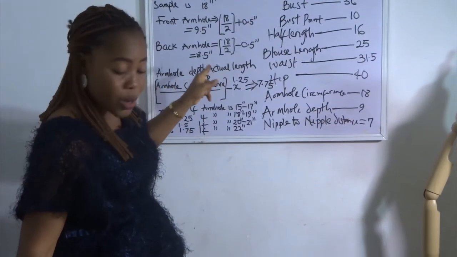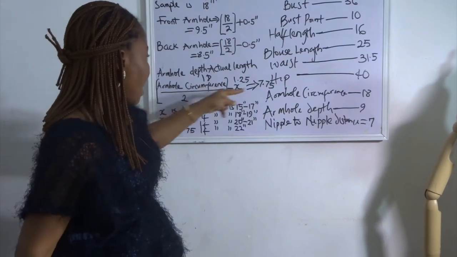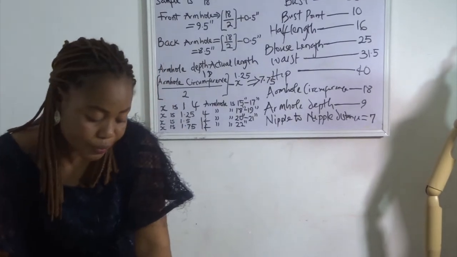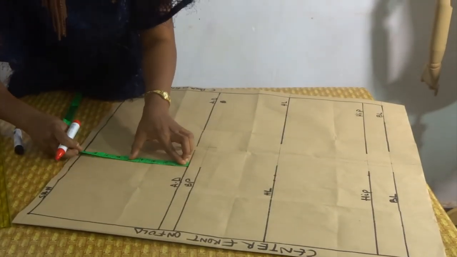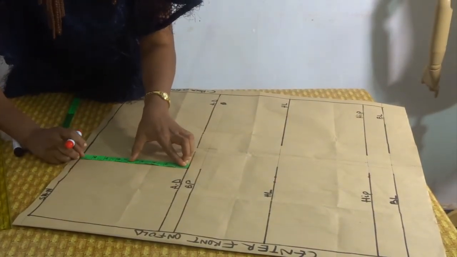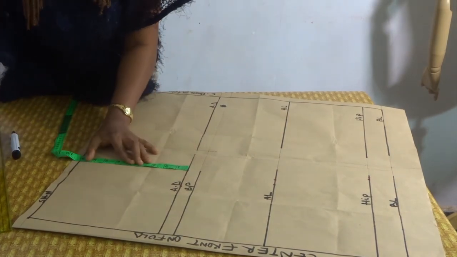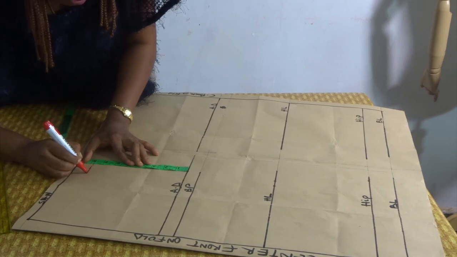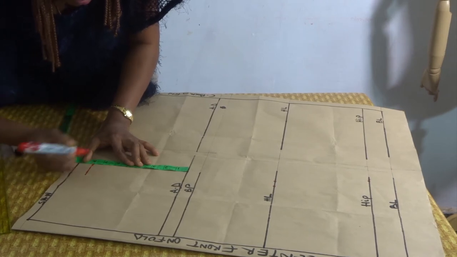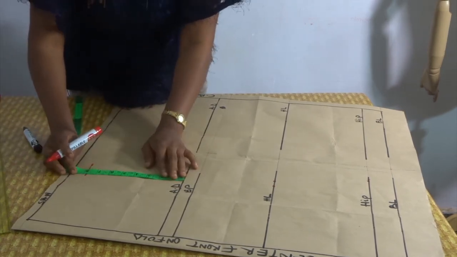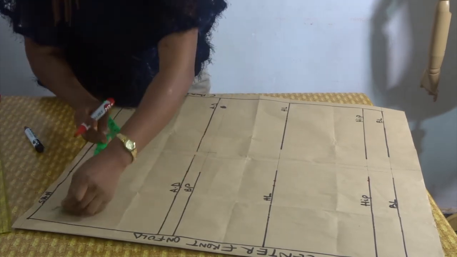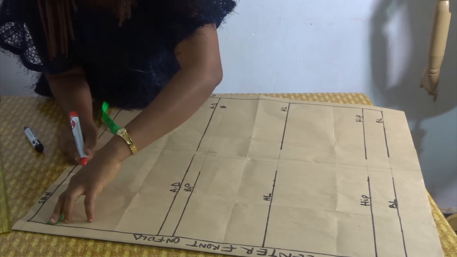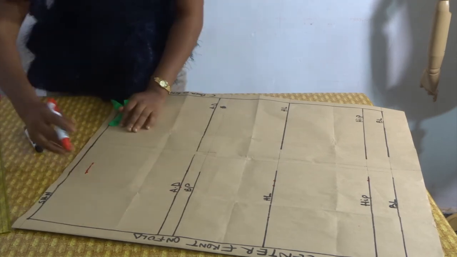Now, having done that, let's mark points for our armhole depth actual length. For mine, which I calculated the other time, I have 7.75. From this edge, now take your tape up and find 7.75. This is where 7.75 is. Now, my shoulder width is around here. So now I can connect the slope.